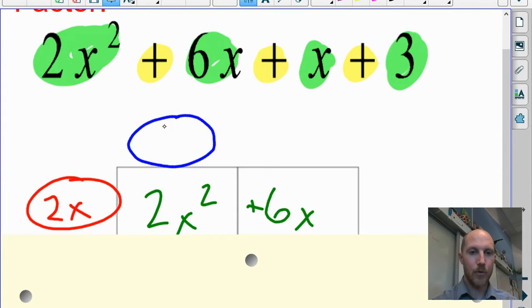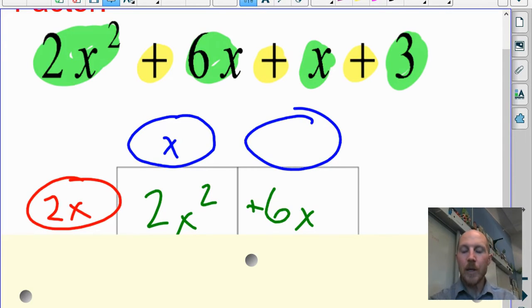And now I need this mystery number up here. That red 2x would need to be multiplied by what mystery number to get that green answer of 2x squared? Well, we'd have to multiply it by an x. That's how we get that exponent of 2. X to the power of 2 means x multiplied by itself. So I need a red x multiplied by another x, the blue one, to get the power of 2.